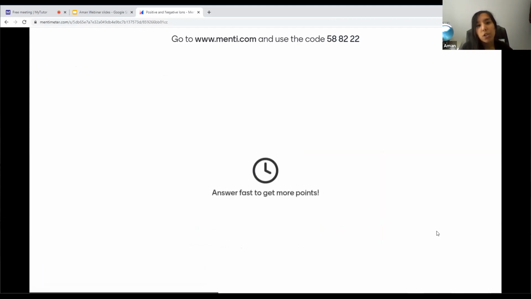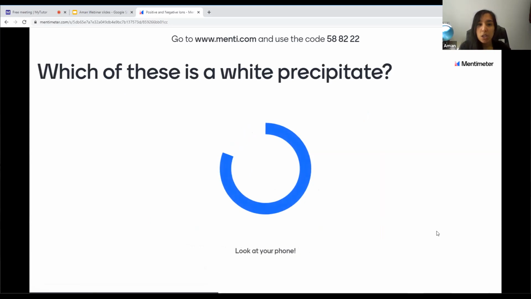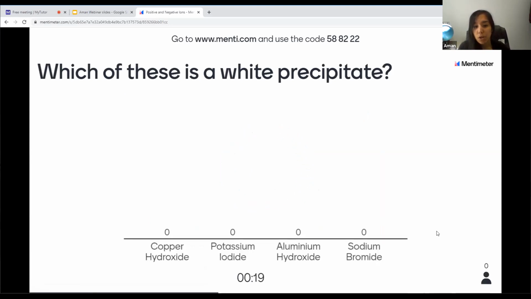Okay, so the next question should be coming up on the screen now. So which of these is a white precipitate? So we've got some products here, and we need to know which of them is a white precipitate. So is it copper hydroxide, potassium iodide, aluminium hydroxide, or sodium bromide?